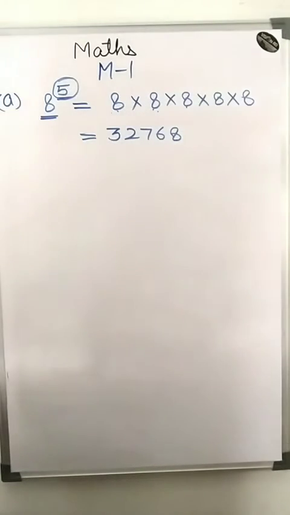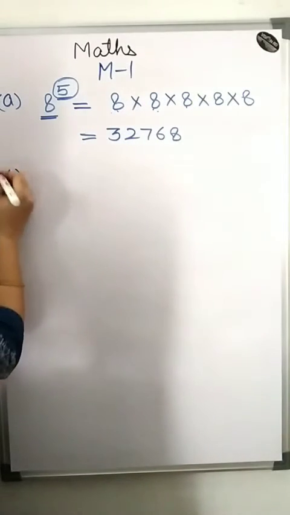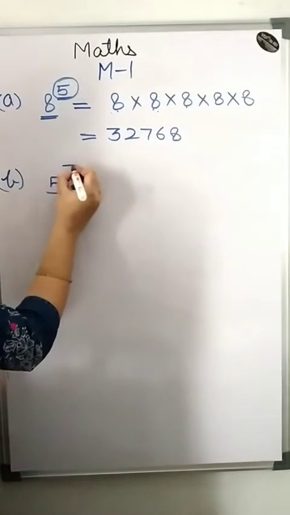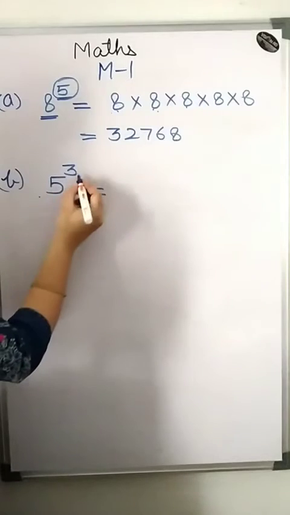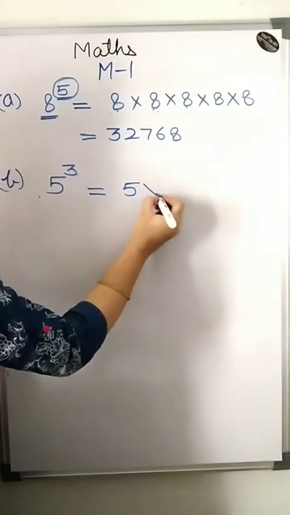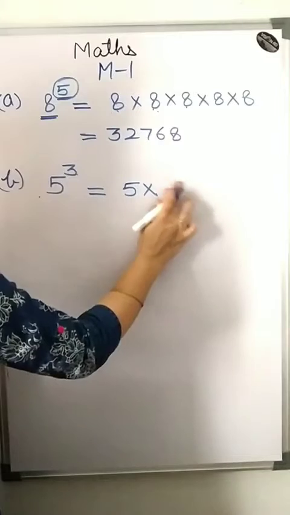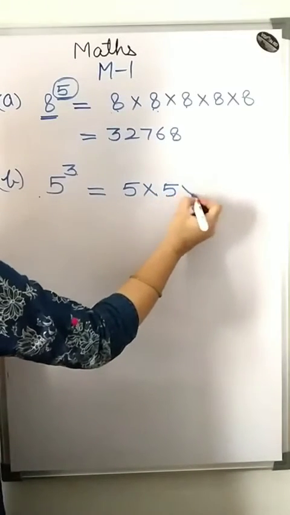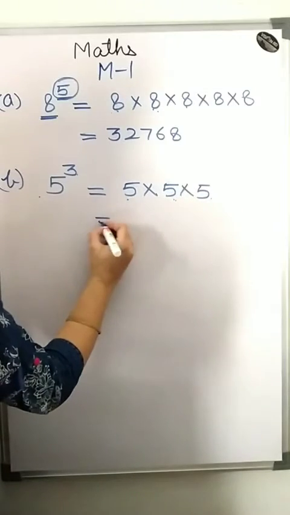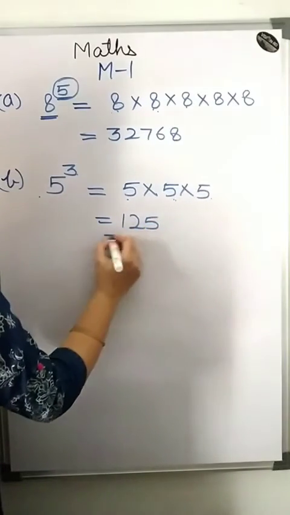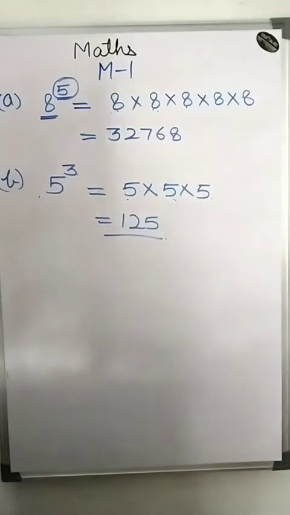I am explaining one more question. Suppose I have the number 5 to the power 3. Then how do we write this? We write 5 three times. 5 fives are 25, 25 fives are 125. You multiply them and you will get the answer. So in this way you can calculate this.